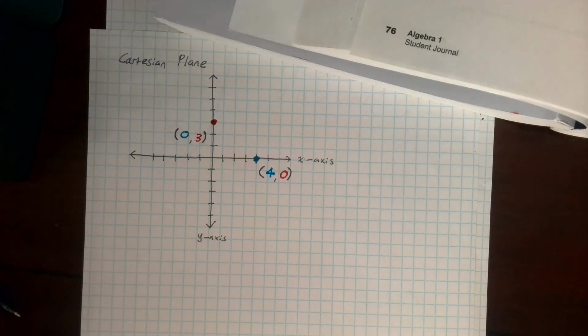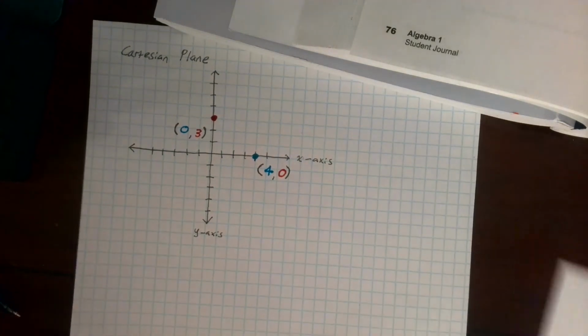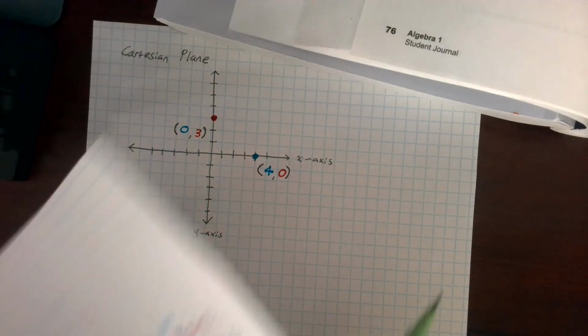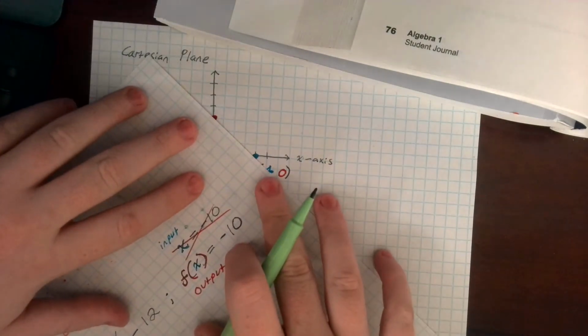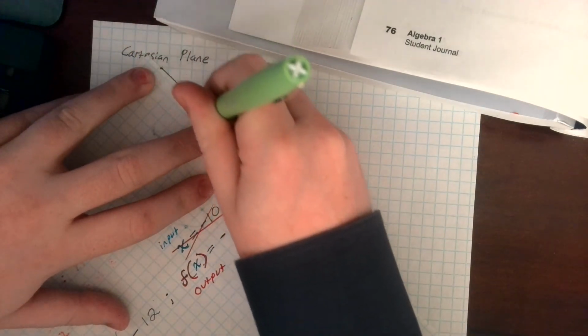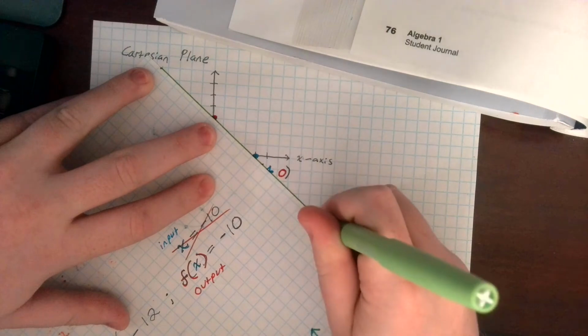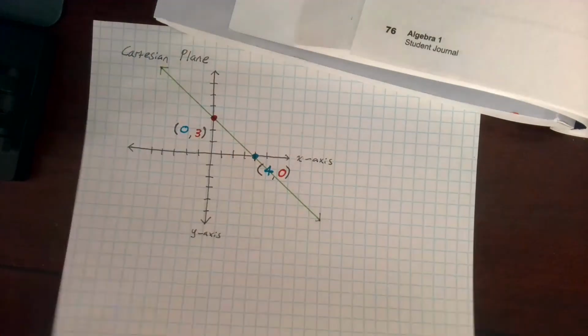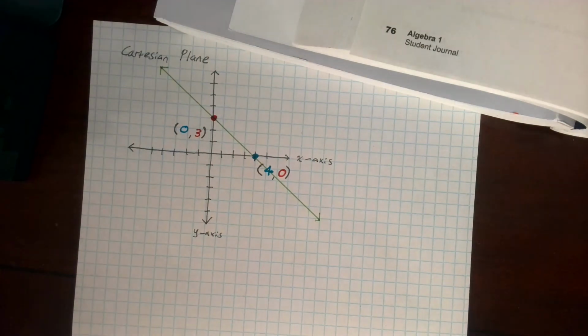Now do we have enough to draw out our line? I believe we do. Once we have 2 points, that is enough to draw out a line. So I'm just going to use a straight edge, just an old piece of paper from a previous lesson, and I'm going to draw a line right through both of those points. And this is my line. Nothing too crazy.